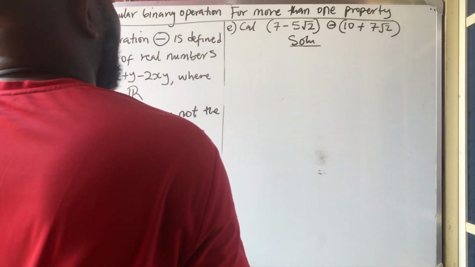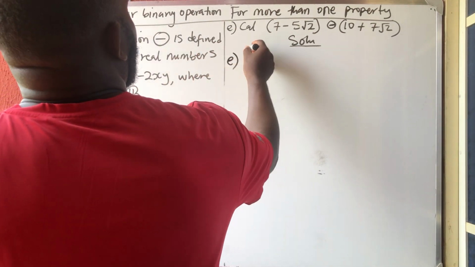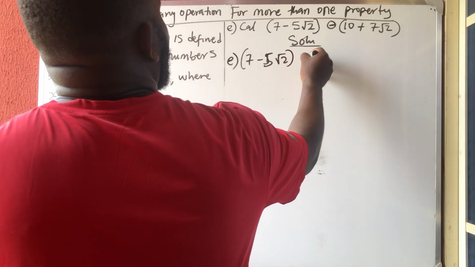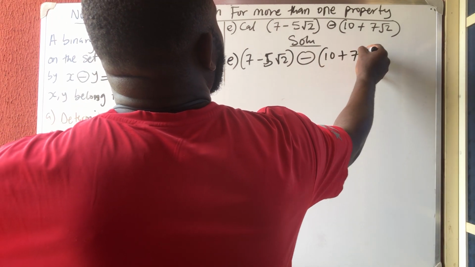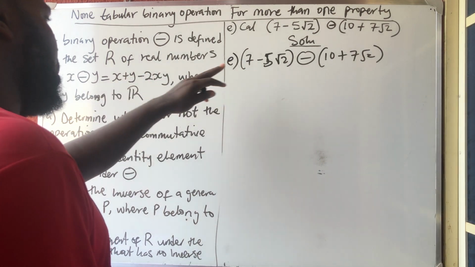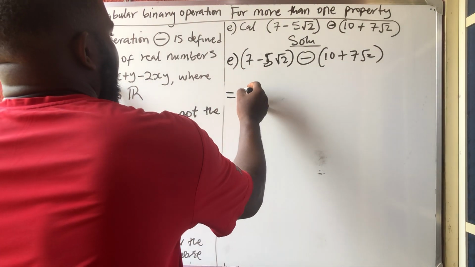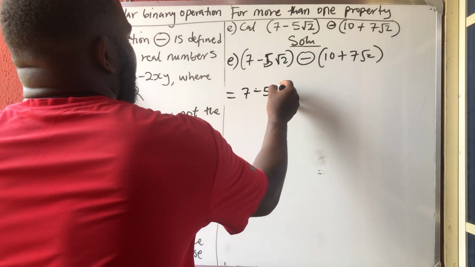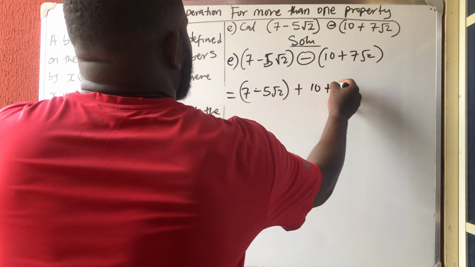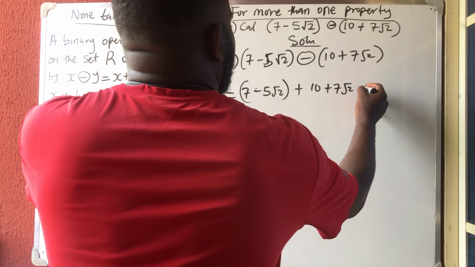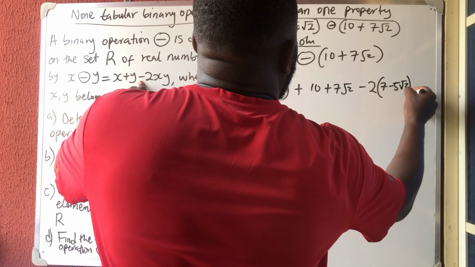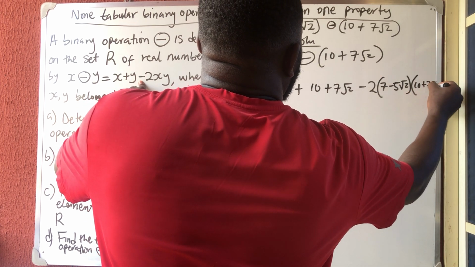Then lastly, let us solve the last one. The last one is option E. He said we are now operating with 5 root 2 on 10 plus 7 root 2. So it means anywhere I see X, I'll put the first one. Anywhere I see Y, I'll put the second one. So this thing is equal to X here, which is 7 minus 5 root 2, plus 10 plus 7 root 2, minus 2 into 7 minus 5 root 2 times 10 plus 7 root 2.